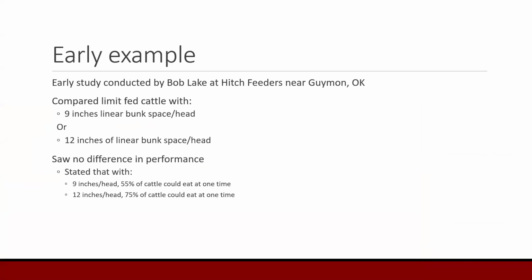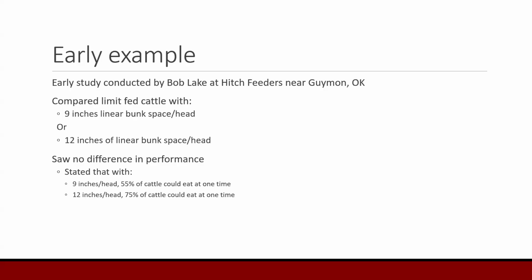All right, so now we're going to move on to looking at some of the studies that looked at bunk space allocation. This one is a paper from, gosh, I think the 70s. Bob Lake out of Guymon, Oklahoma, did a study at Hitch Feeders. I don't think they're Hitch Feeders anymore. I think the Hitch family sold out like 5 years ago, maybe. But they compared limit feeding cattle with 9 inches of linear bunk space per head compared to 12 inches of linear bunk space per head.